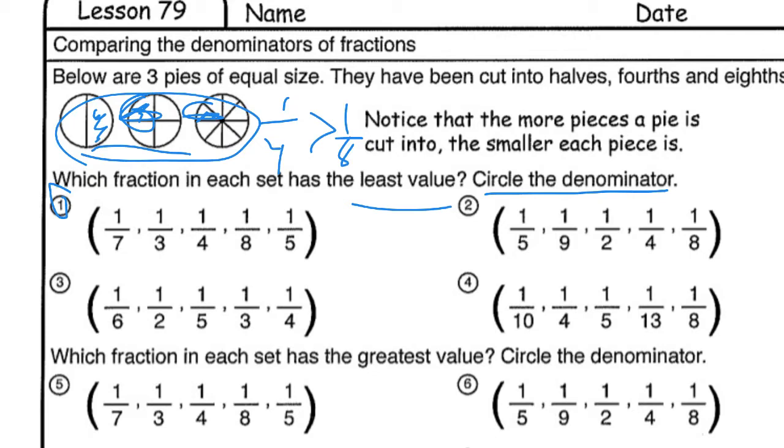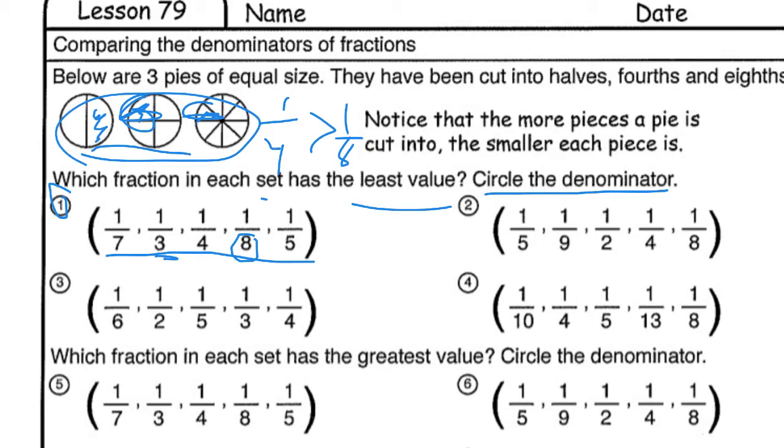Think about this. For 1/7, if there is a pizza and 7 kids want to share that pizza, they're going to get pretty small pieces. If there's only 3 kids sharing the pizza, like on the second one, that's going to be some bigger pieces of pizza. So what we're looking for is the smallest piece of pizza, and we're going to circle the denominator. And of course, out of all these, you would not want to be 1 out of 8 to be sharing the pizza, because you wouldn't get very much. So the answer is 1/8 has the least value out of all those fractions. So I circle the 8, which is the denominator, the bottom number in the fraction.